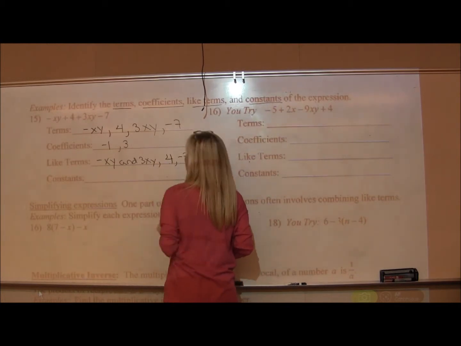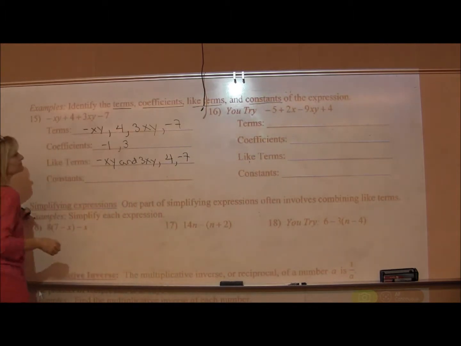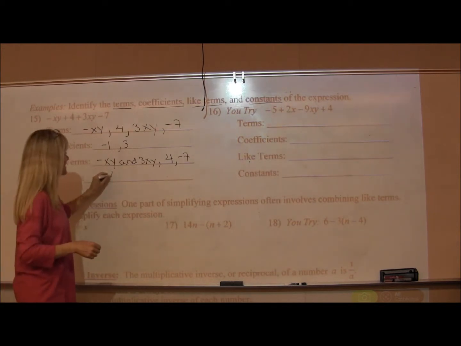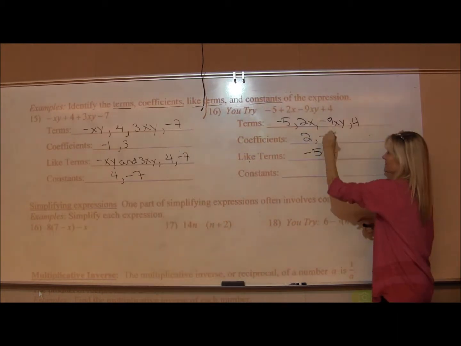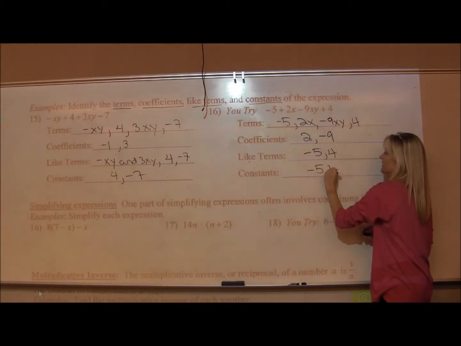All right. What are our constants? Remember, a constant is a number without a variable part. 4 and negative 7. Okay, so you guys do this one. The constants are the same, negative 5 and 4.